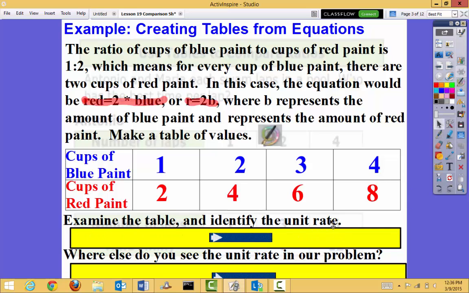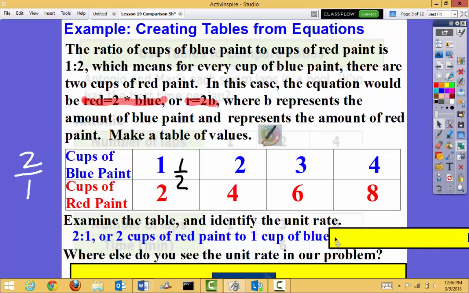So now let's look at this question. Examine the table and identify the unit rate. Remember, unit rate is when I have a ratio with 1 as the denominator. So I'm going to look up here. I see there's a 1 here, which means there's going to be a 2 here. I just have my 1 to 2, and all I'm doing is just switching it. So that's my unit rate. So let's check. Yeah, it's 2 to 1, so for every 2 cups of red paint, there's 1 cup of blue.